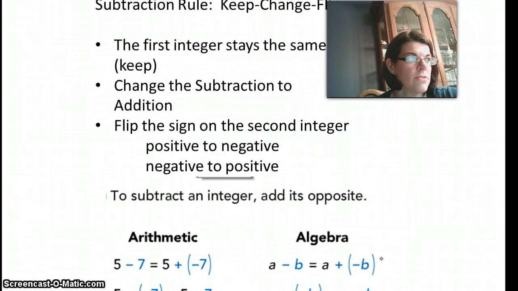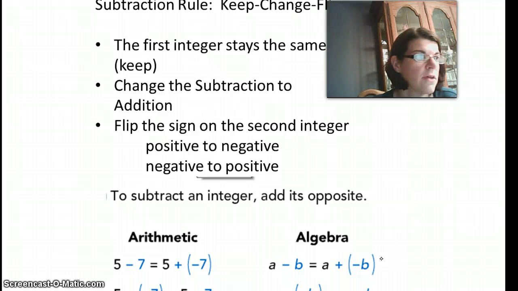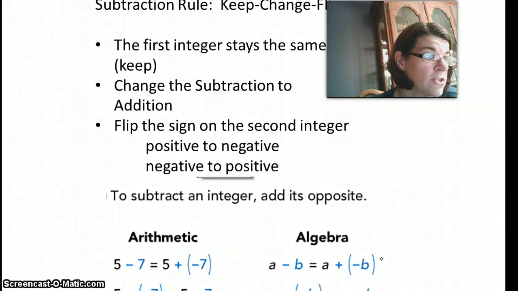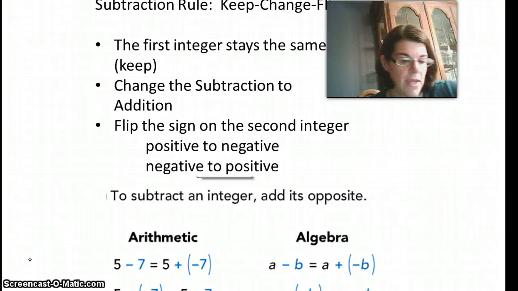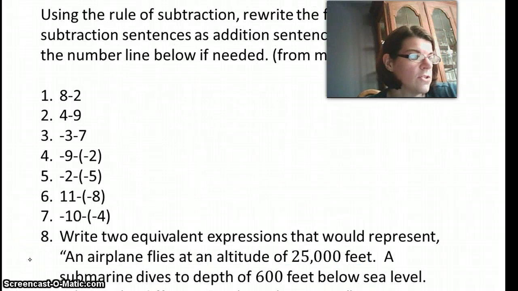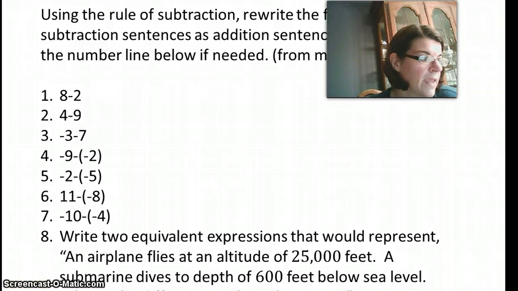So here are the subtraction rules. You keep the first integer, the integer stays the same. Change the subtraction to addition, and then you flip the sign on the second integer. If the integer is positive, you would change it to negative, and if the second integer is negative, you would make it positive. So there's some reminders there for you. And what I would like you to do is to try these questions and bring your answers to enrichment, and we'll go over these problems.